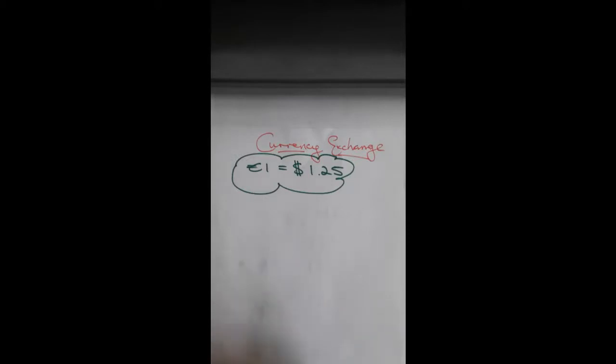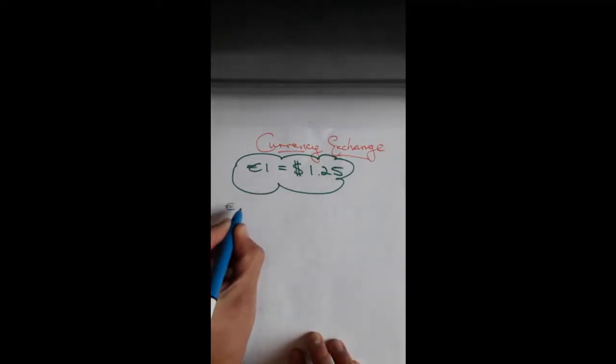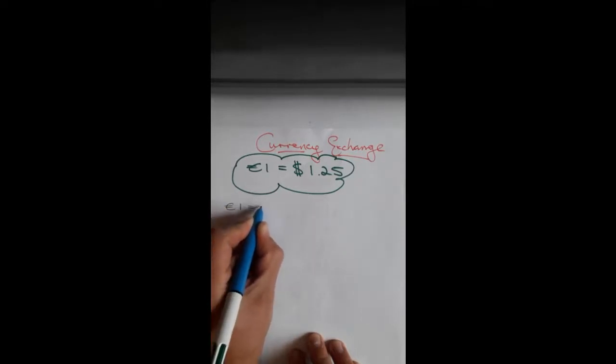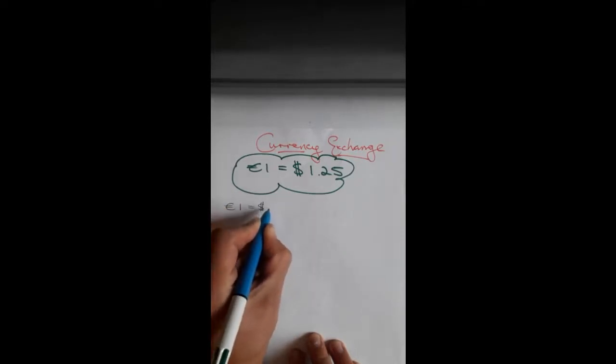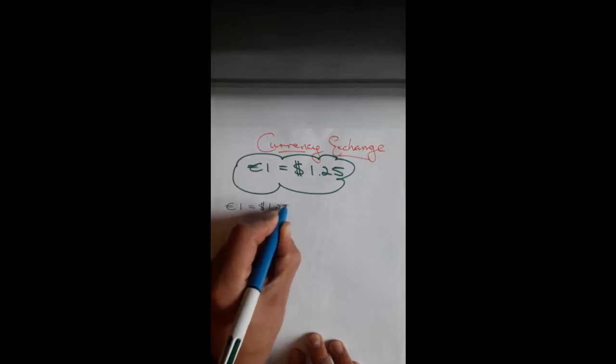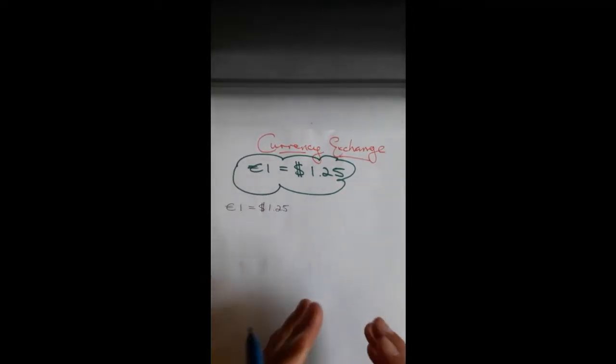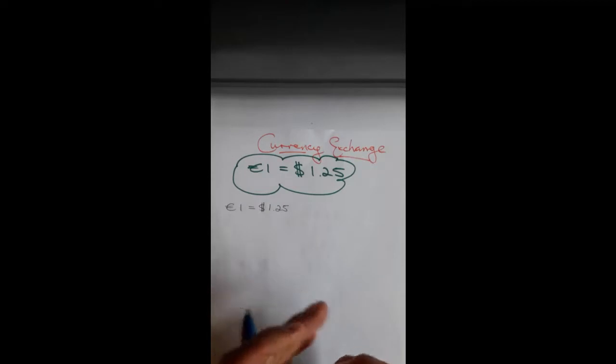So the one that we're using here is that €1 is equal to $1.25. What that means is that for every €1 you exchange, you get $1.25 in return. Okay, I'm just going to write that down again. So we have €1 is equal to $1.25. Just to repeat again, for every €1 that you exchange, you get $1.25 in return.